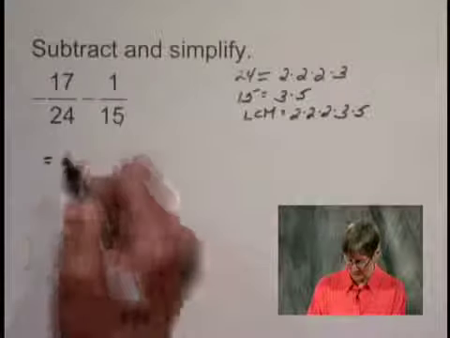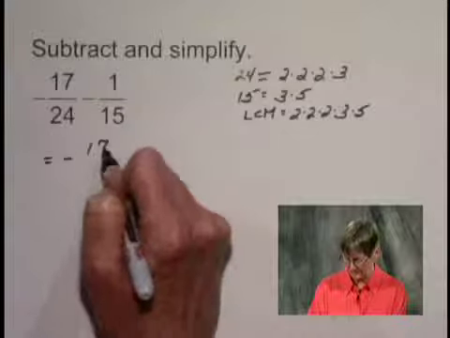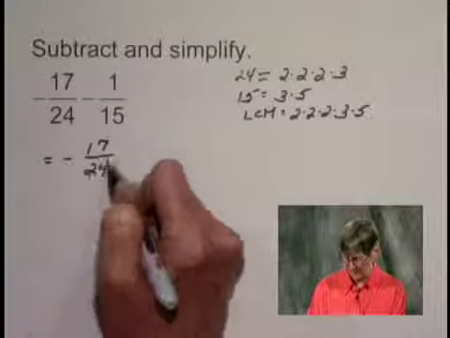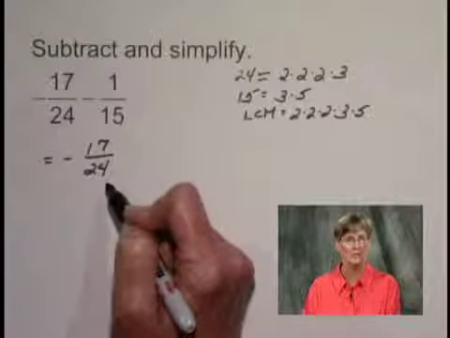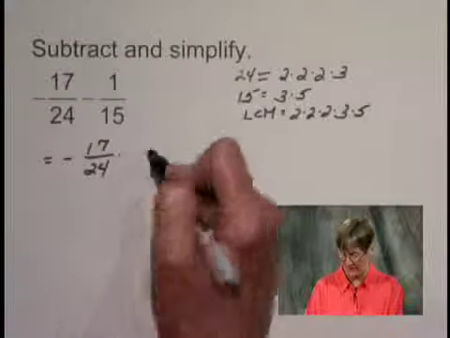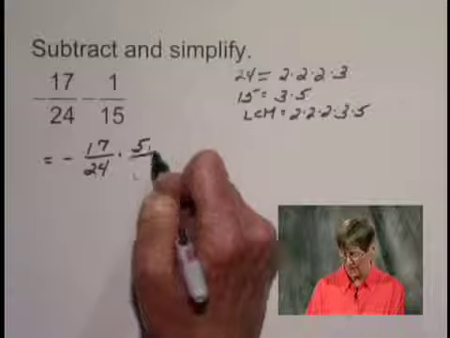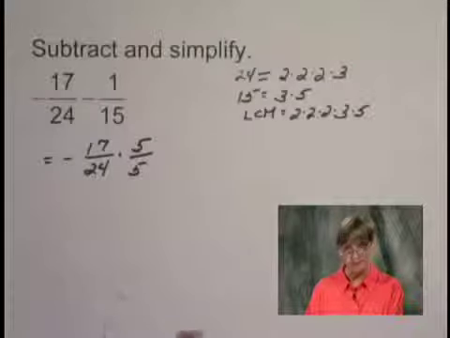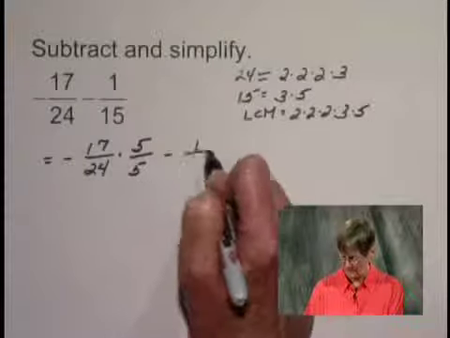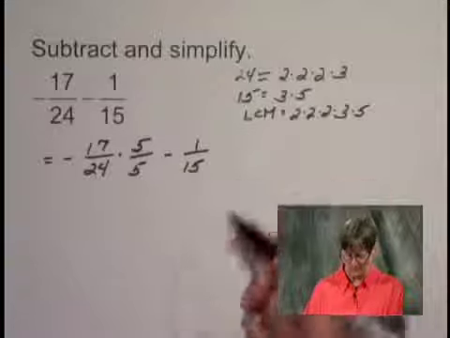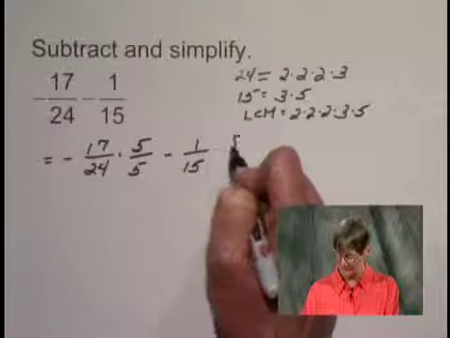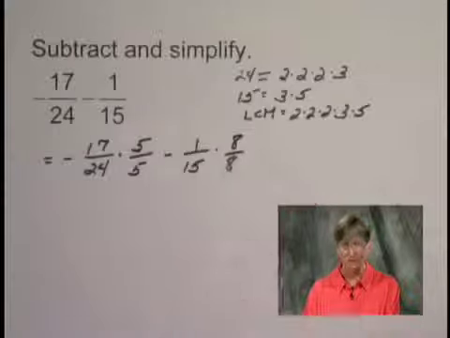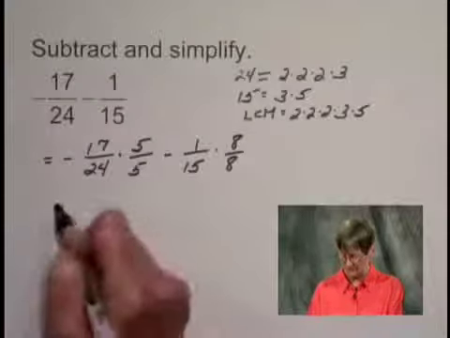And I want to write each fraction with that denominator. So looking at negative 17 over 24, if I multiply 24 times 5, I get 120. So I'm going to multiply this fraction by 1 in the form of 5 over 5. And now let's look at 1/15. If I multiply 15 by 8, I get 120. So I'm multiplying this fraction by 8 over 8 to get the denominator we want.